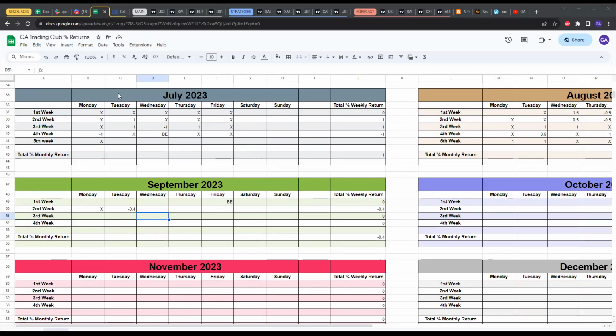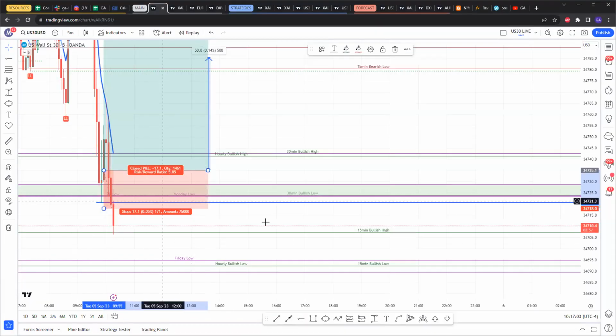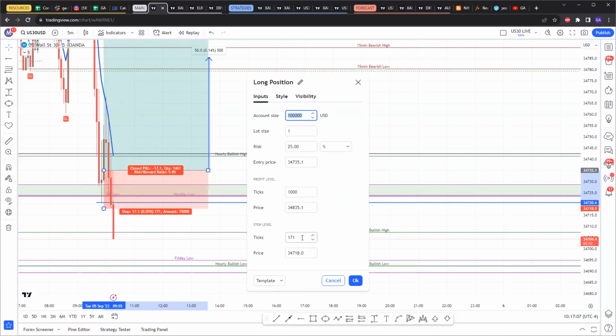All right. Yeah, so just a small minus 0.4 loss, but you can see if we didn't close it, if we held it throughout, we could have easily lost the whole 0.75 percent.